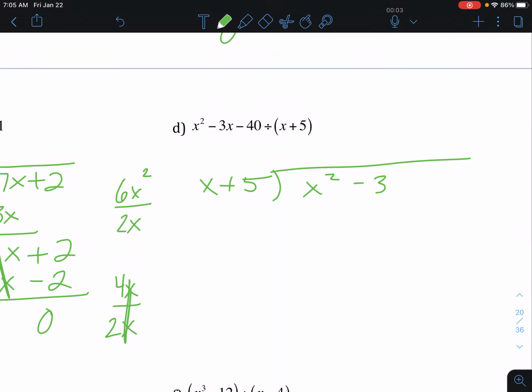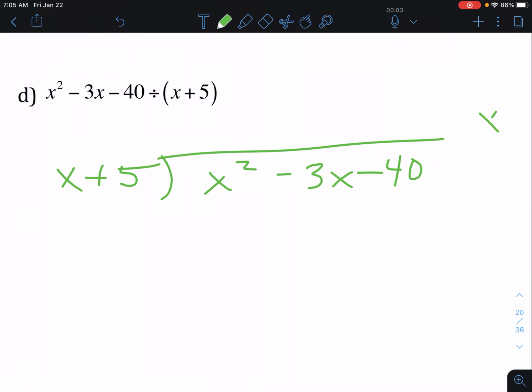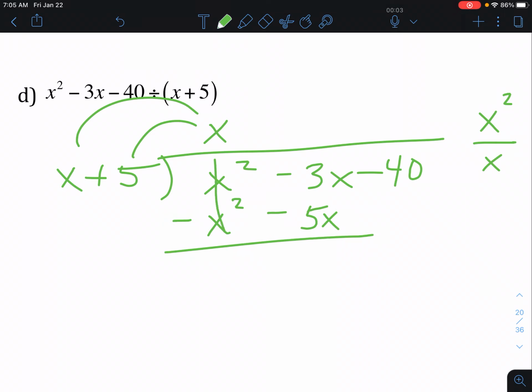There's no missing terms here as I glanced at it. All right, so first term divided by first term. That'll be x. And then go back and multiply twice, x times x and x times 5. And then do your subtraction. Cancel here. This should be negative 8x.